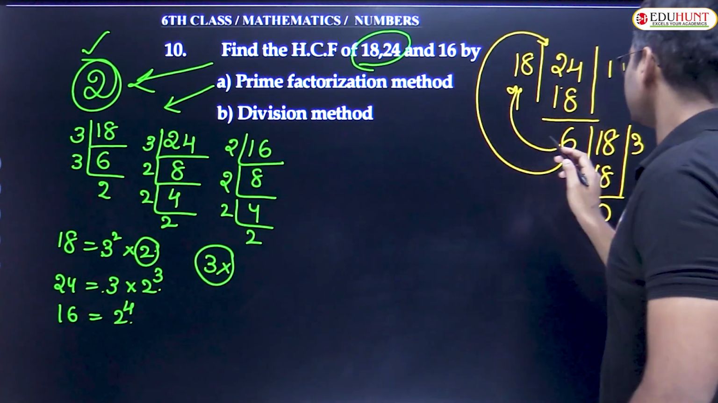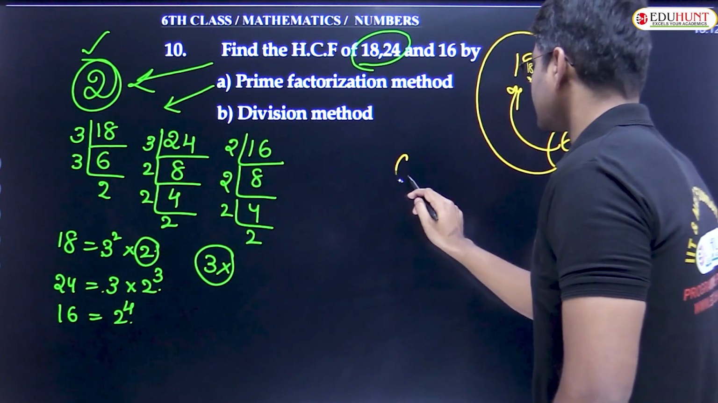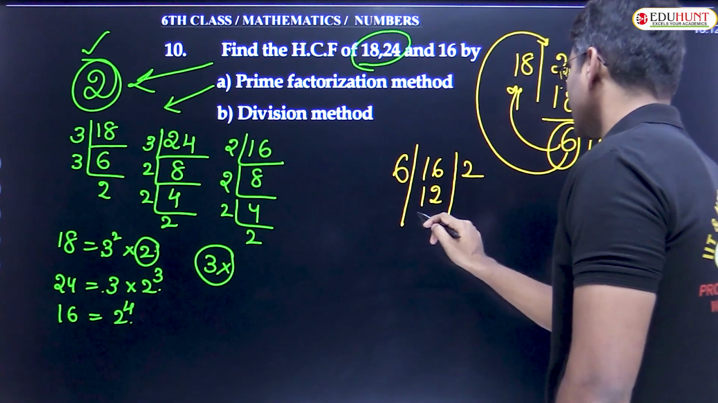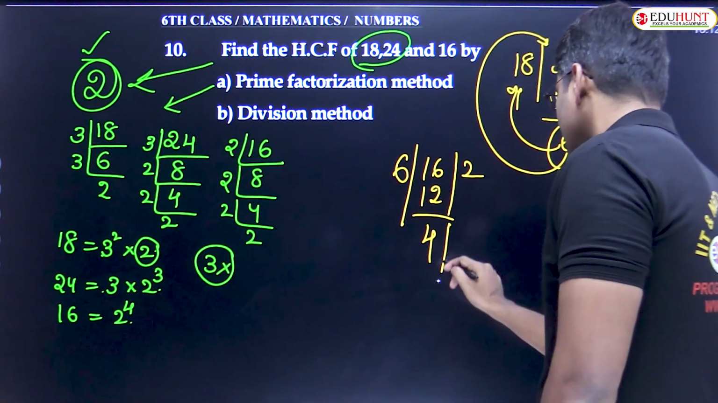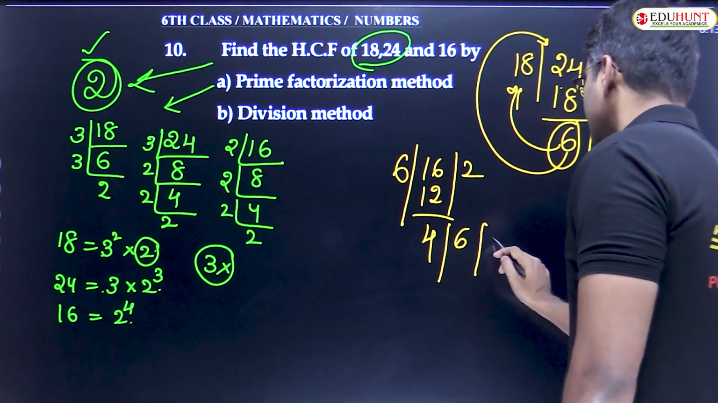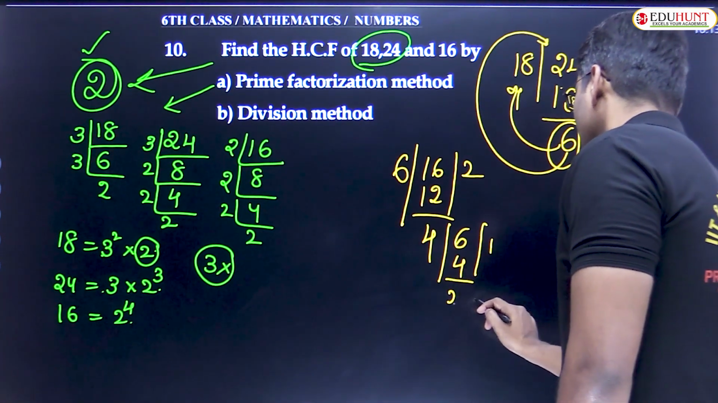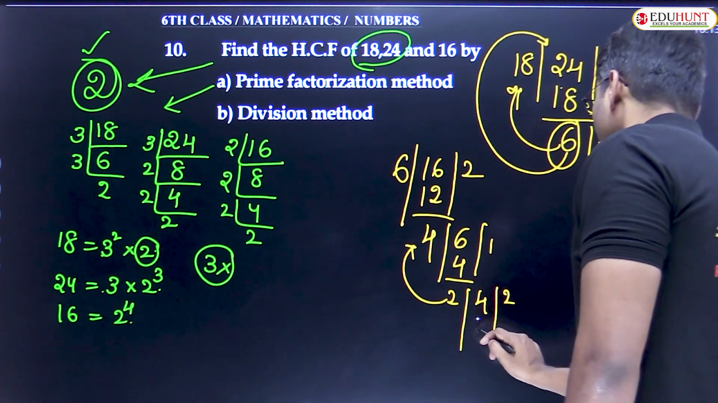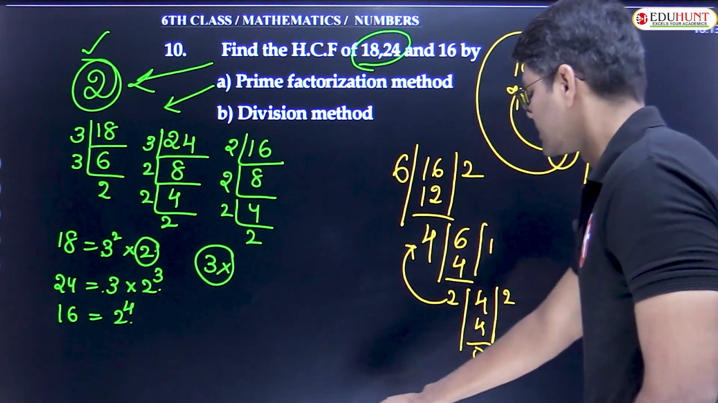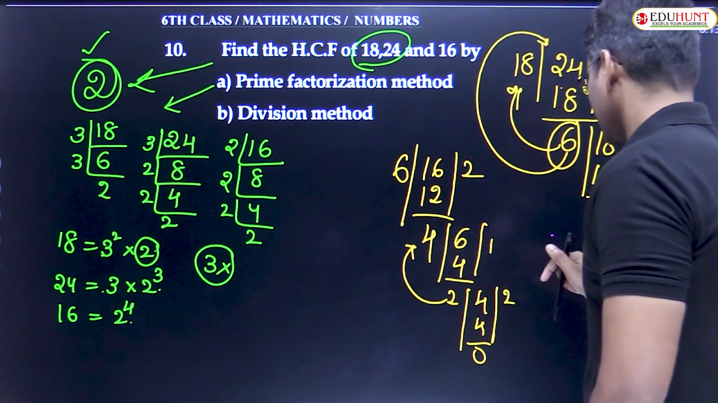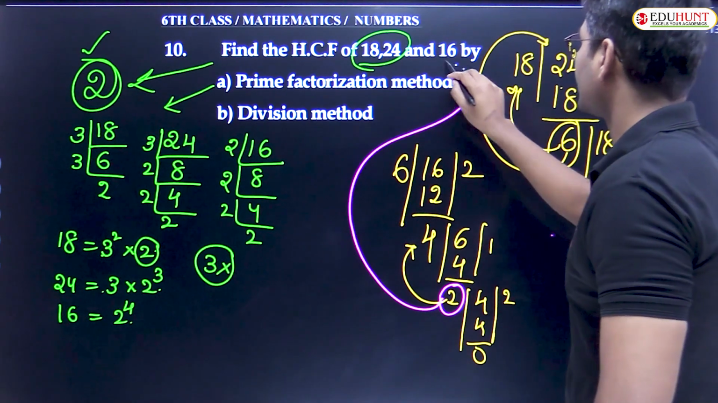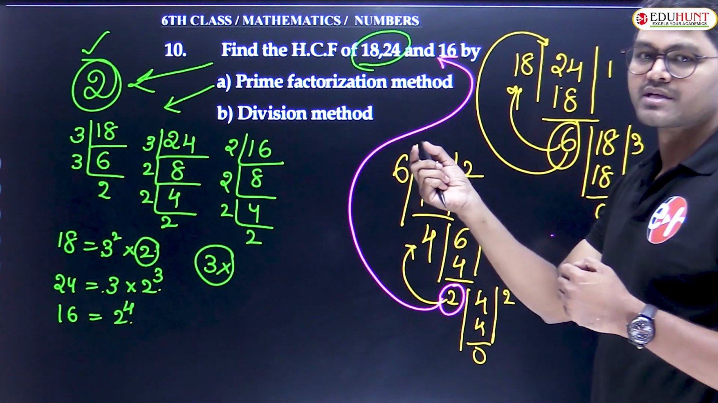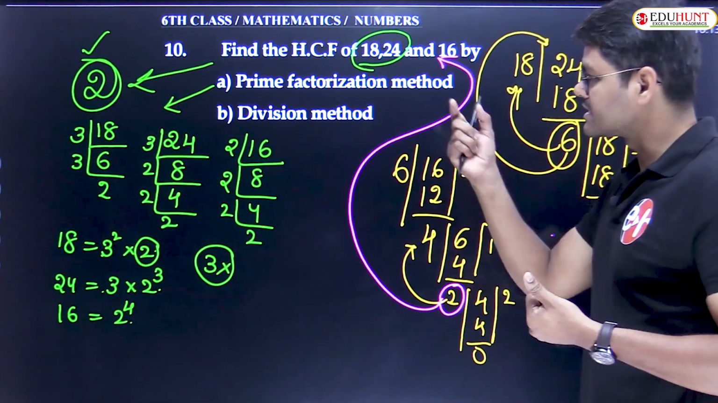Now let's take this 6 and 16. This 6 should divide 16. 6 2s 12, remainder is 4. This 4 should divide this 6. 4 1s 4, remainder is 2. Now this 2 should divide this 4. 2 2s 4, remainder is 0. Therefore, 2 is the HCF of all these three numbers. Okay. In the prime factorization method and in the long division method, we got the same answer, that is 2.